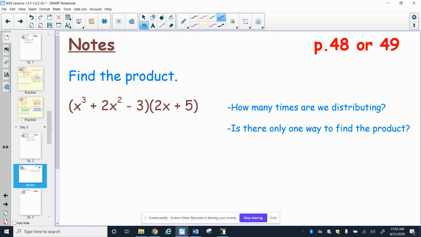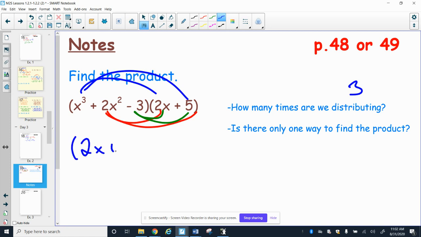So how many times are we distributing? Really, we're distributing 3 times, right? You would multiply this x to the third to both. You'd multiply this 2x squared to both. And you'd multiply this negative 3 to both. Well, if we're doing it that way, sometimes that can look a little messy because you have all these loops. So one thing to remember is with multiplication, you can always rearrange the order. So my suggestion would be, if you have a trinomial and a binomial, let's move the binomial to the front because then we're only going to be distributing twice.